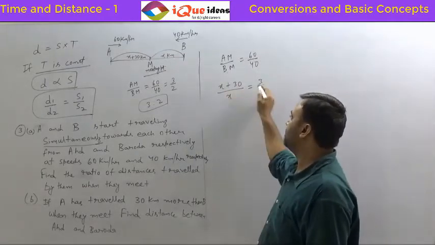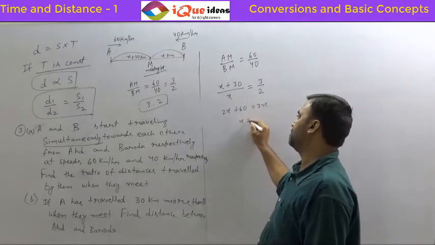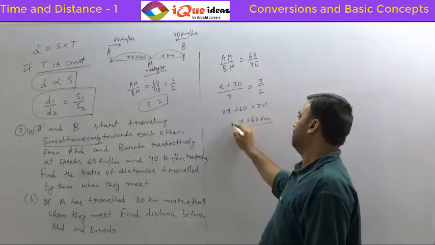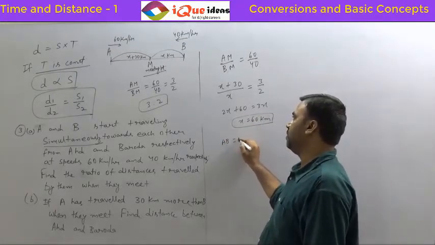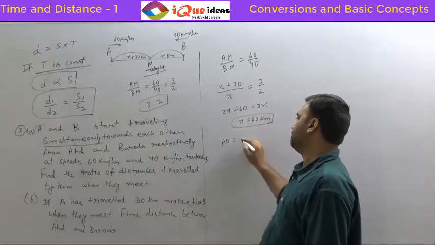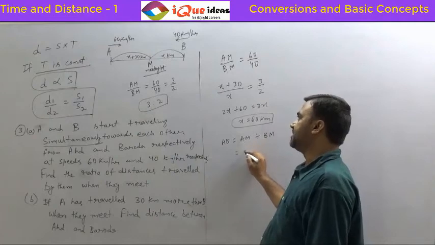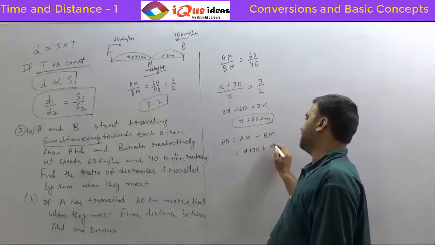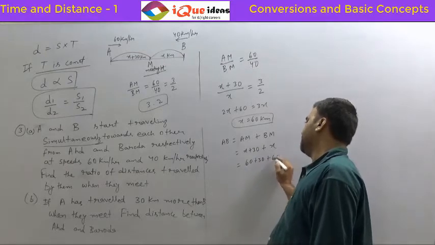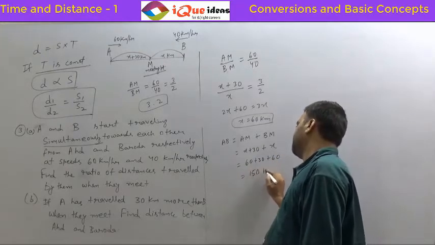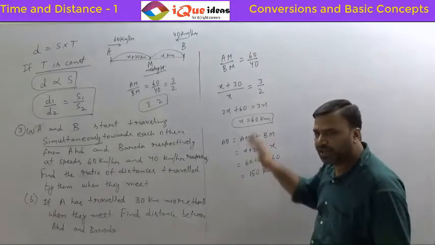How? Let's see. Cross multiply, you get 2X plus 60 is equal to 3X. So we get X is equal to 60 kilometers. Right? That means the distance AB will be equal to AM plus BM. AM is X plus 30, BM is X. So the total distance will be 60 plus 30 plus 60, that is 150 kilometers.